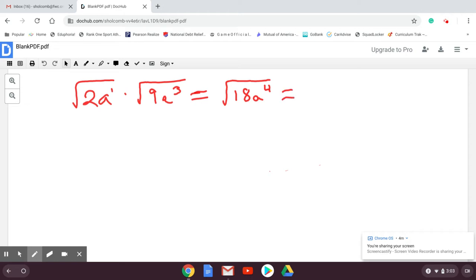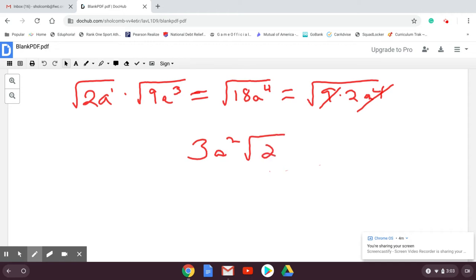Now, we've got to pull out perfect squares. Well, 18 has a 9 in it. 9 times 2 is 18. And then a to the fourth is also a perfect square. So we end up with the square root of 9 is 3, and the square root of a to the fourth is a squared. Notice that I'm crossing them out when I pull them out, and I'm left with a radical 2.